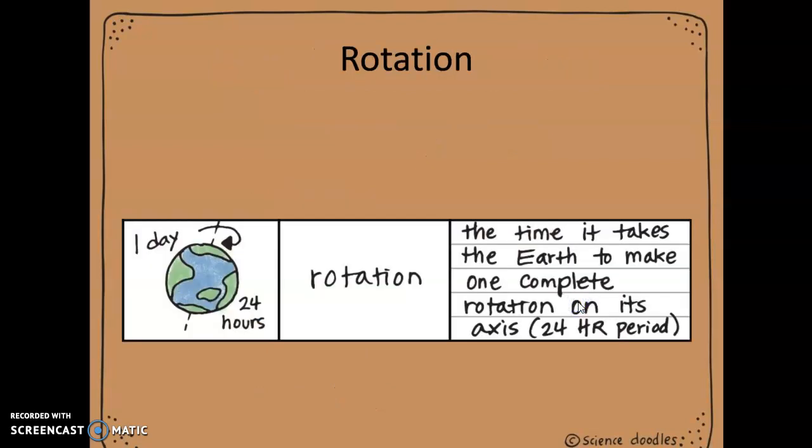Our first word is rotation. You're going to add the word rotation in your middle box, and the definition is the time it takes the Earth to make one complete rotation on its axis, a 24-hour period. And HR stands for hour. It's an abbreviation. So you're going to pause the video here and add this information into your page or into your class kick, whichever one you're working with today. Unpause when you are finished.